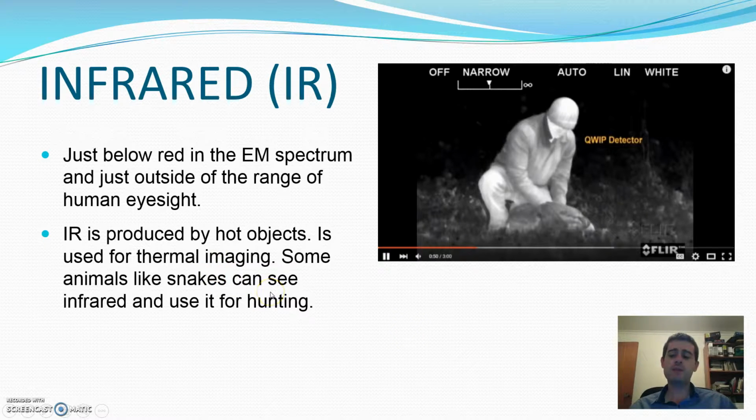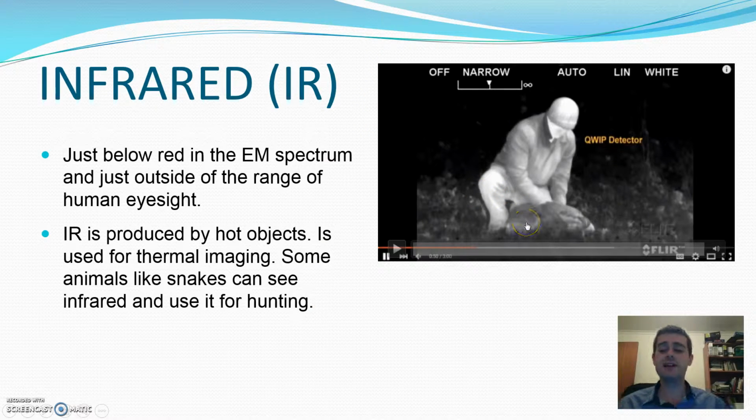Now there are some animals that use infrared as well. Snakes, for example, can see a little bit of infrared, so they can use that basically, a bit like thermal imaging, to detect an animal that's releasing heat and hunt it down. So that's kind of how they hunt mice at night.